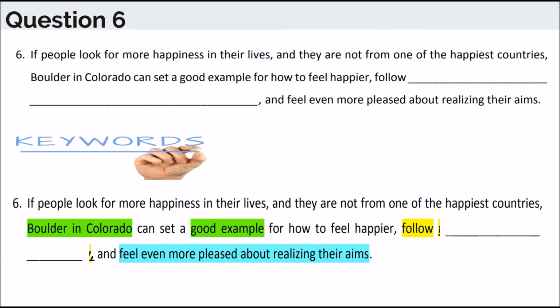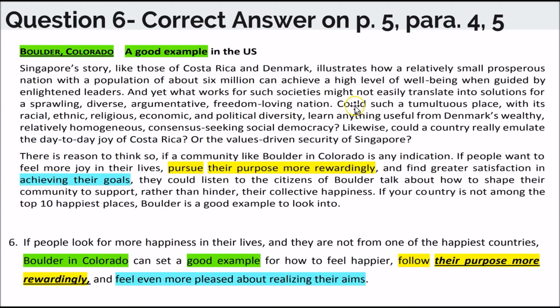So let's look at the answer to this question, which is hidden in paragraph 4 and 5 on page 5. As you can see, there is Boulder, Colorado as a subtitle, and the word pursue in the paragraph is used synonymously with the word follow in the statement. And what do they follow, or what do they pursue, is this: their purpose more rewardingly. So their purpose more rewardingly is our answer.